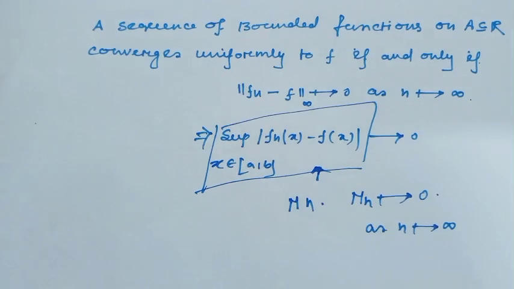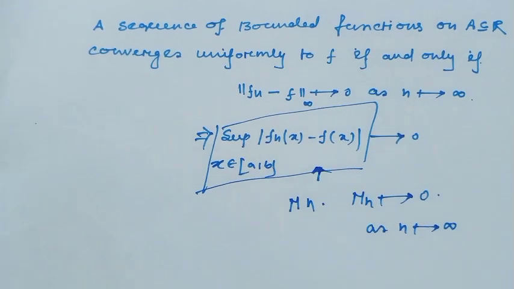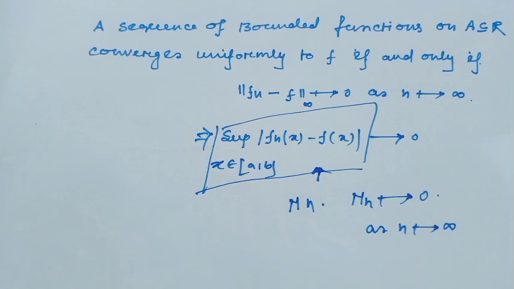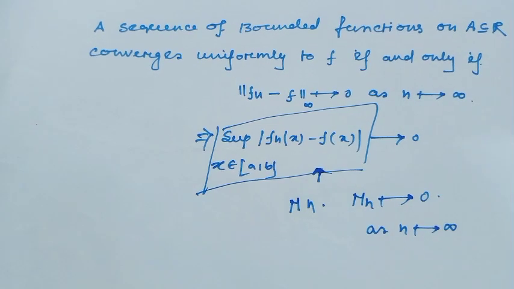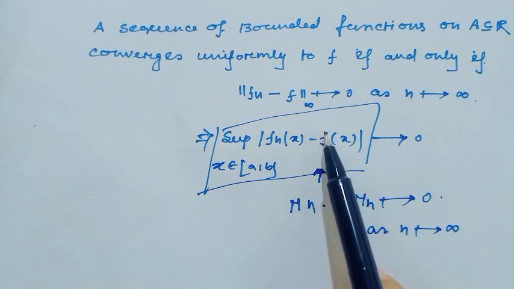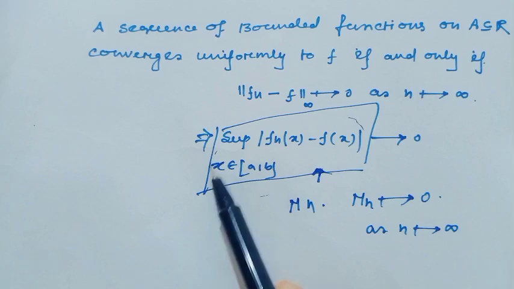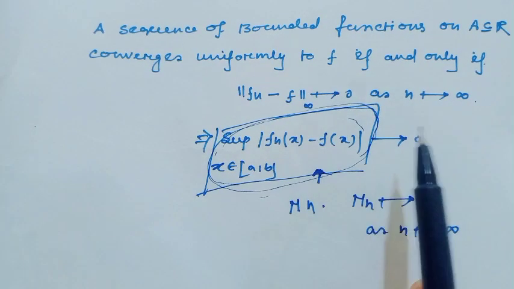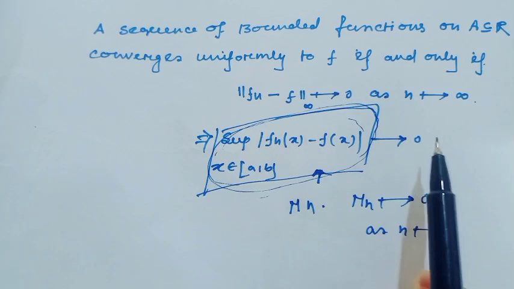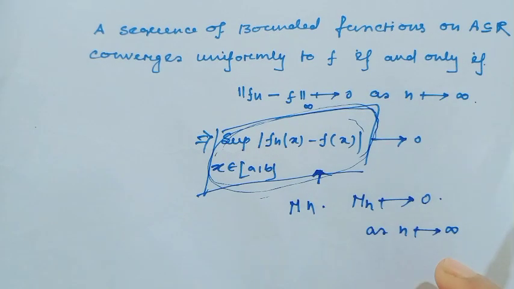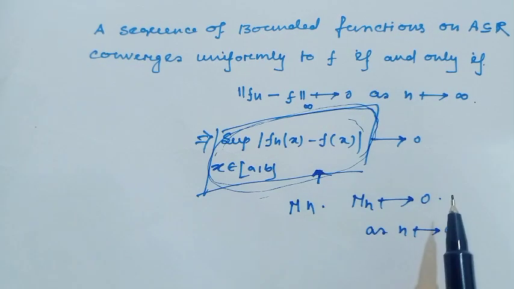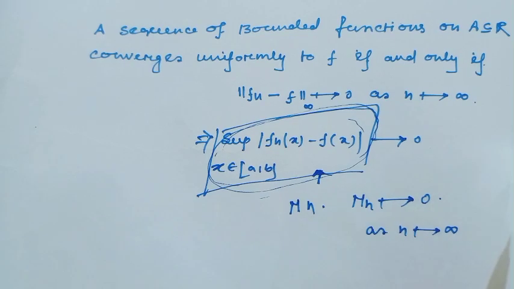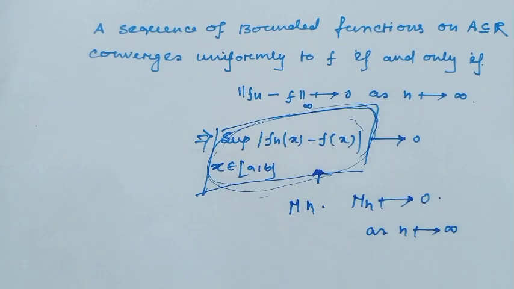I hope all my viewers have understood why the Mn test is used to check uniform convergence for a sequence of functions. Since this value is one number, in a sequence of functions this value is defined as Mn, and when this Mn tends to 0, then the sequence of functions converges uniformly.